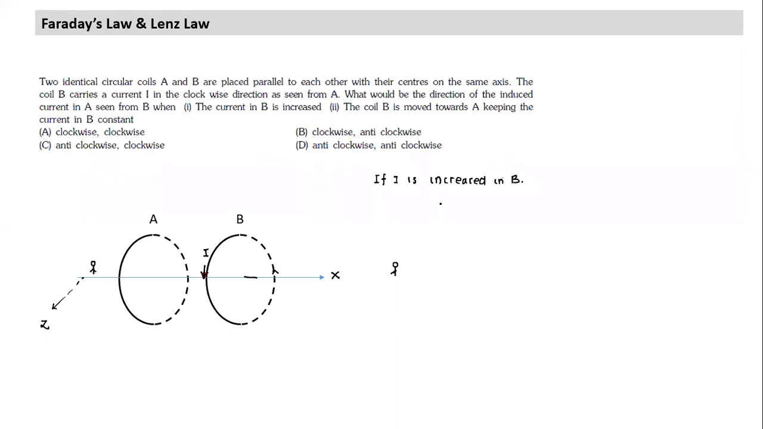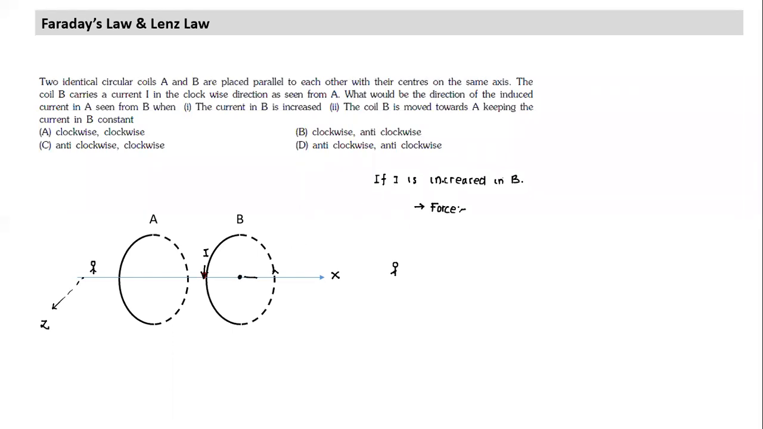There are two ways of thinking. One way I can do is in terms of force. If the current is increasing, what will be the nature of force between A and B, attractive or repulsive, as per Lenz's law? Shreya, can you tell me what should be the direction of the force between A and B? If the current is increased, will the force be attractive or repulsive? Shreya? It should be repulsive.